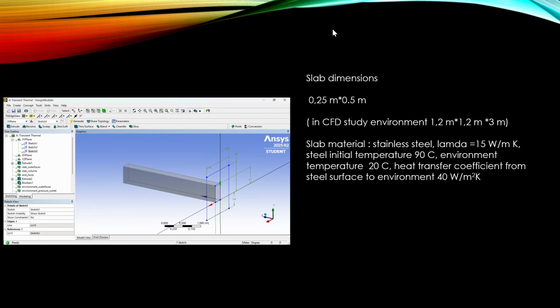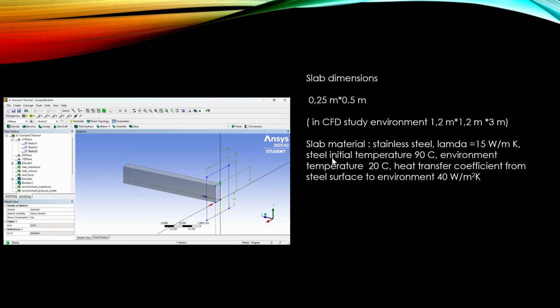A slab or bar, whatever you call it, is a piece of material in which the cross-sectional dimensions are small compared to the length of the material. I used a 0.25 meters times 0.5 meter cross section, and when I carried out a CFD simulation I used a bar length of 3 meters.